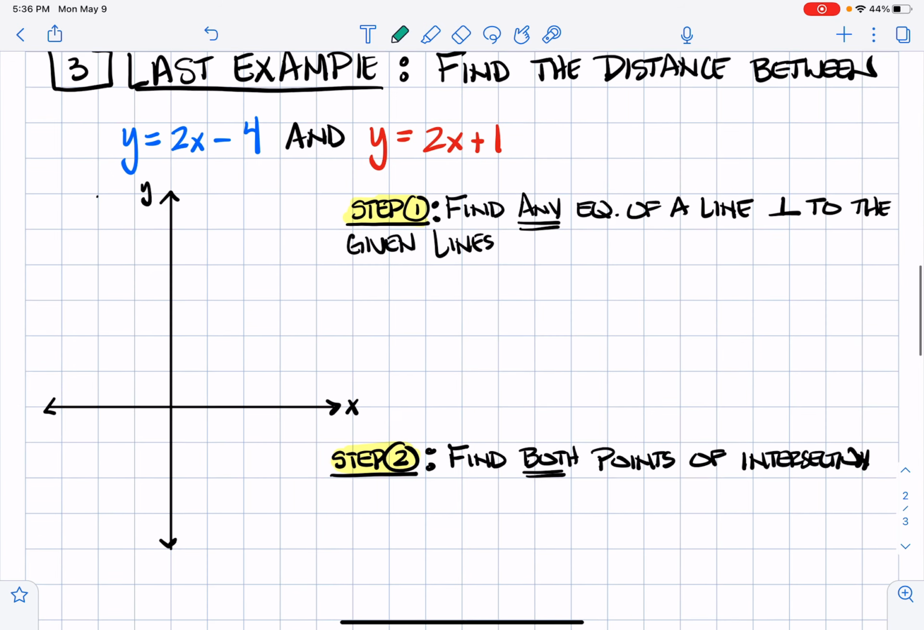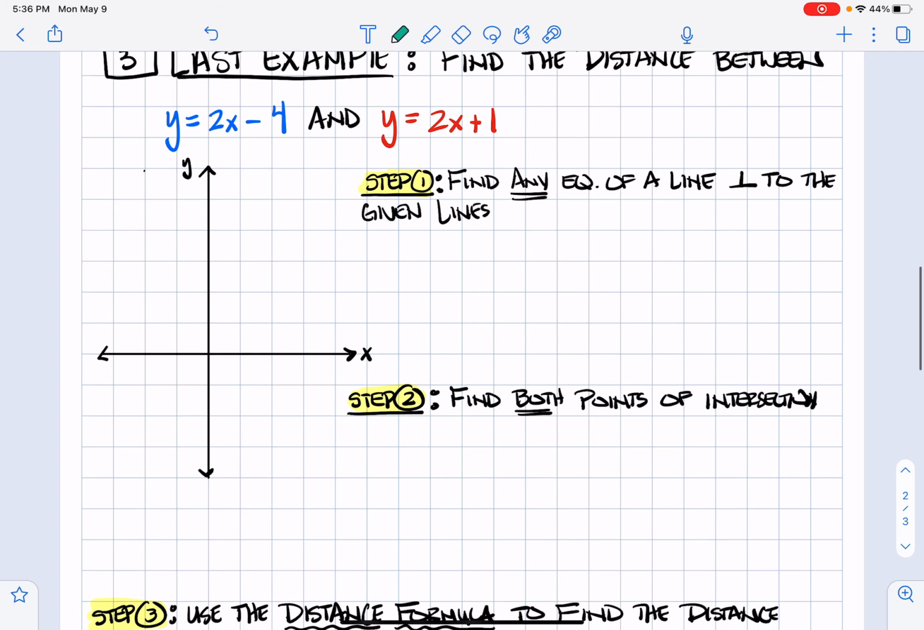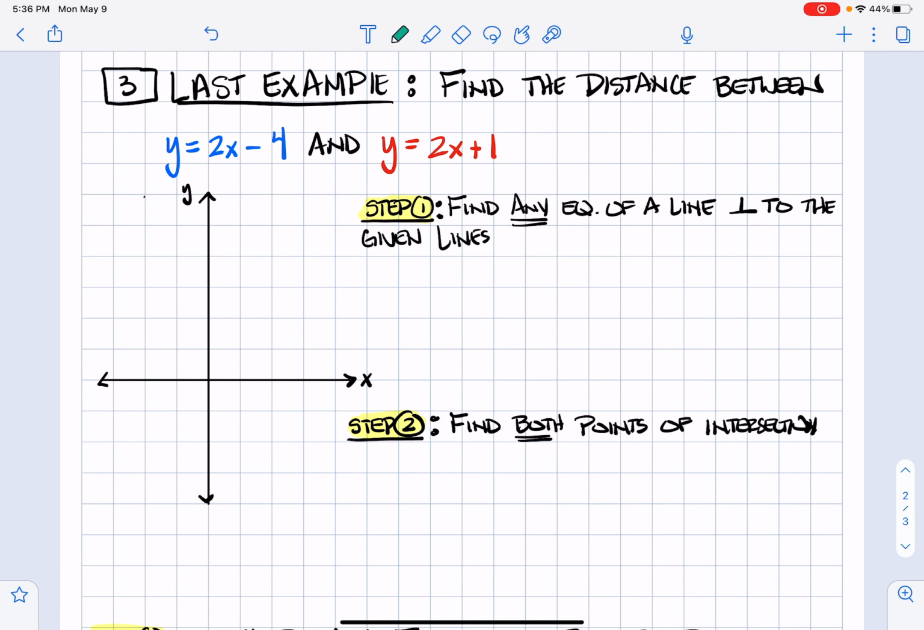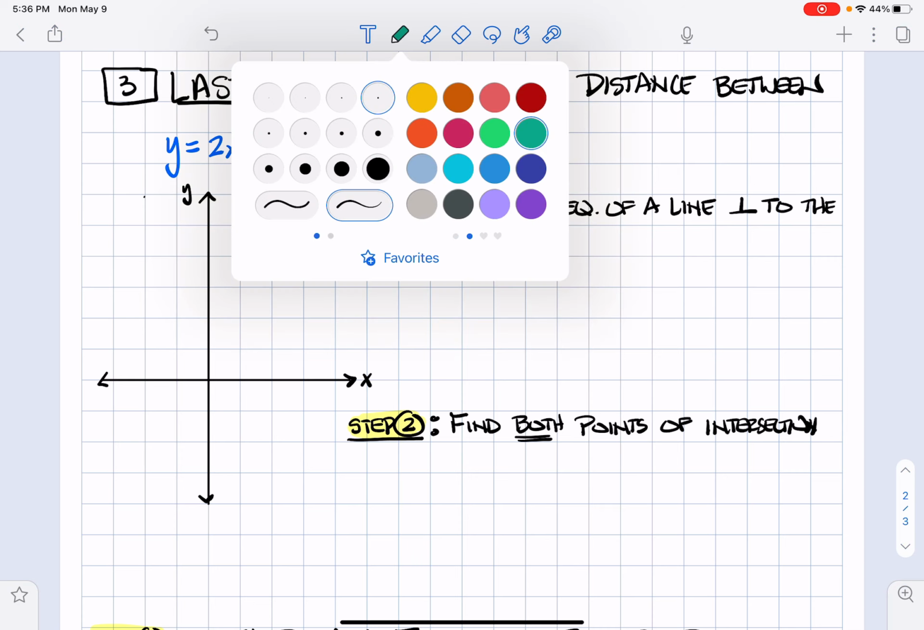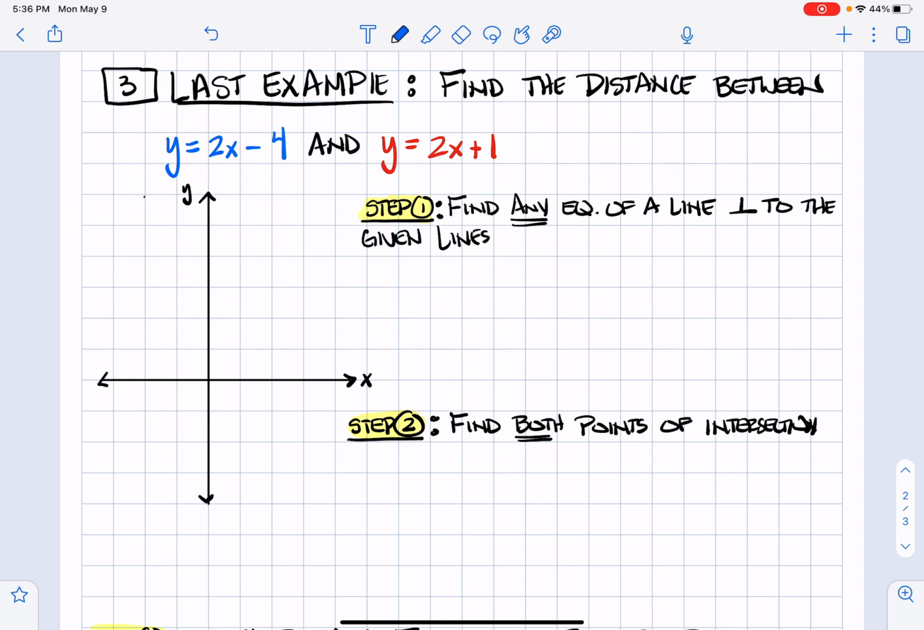All right, we'll do one more example. And again, same steps, right? So find the distance between y equals 2x minus 4 and y equals 2x plus 1. So I suggest that you graph these, and you can use the whiteboards to do that. So 2x minus 4, so just starting down at 4, 1, 2, 3, 4. So starting down here, we're going to go up 2 and over 1, up 2 over 1, up 2 over 1, up 2 and over 1.